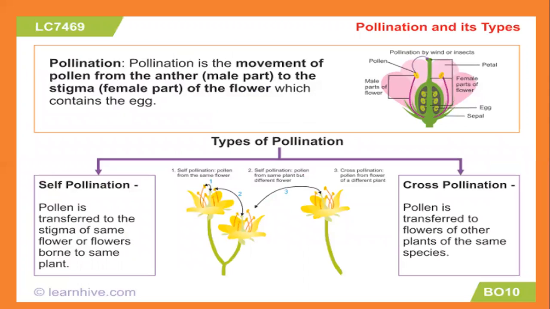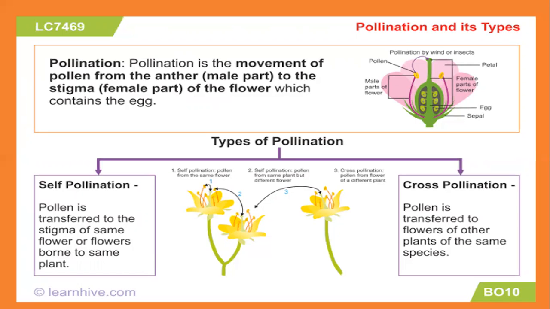Now, let us study the process of pollination. What is pollination? It is the movement of pollen from the anther, which is the male part, to the stigma, which is the female part of the flower and contains the egg. Pollination is of 2 types, self and cross-pollination.